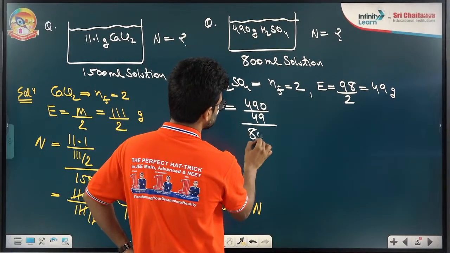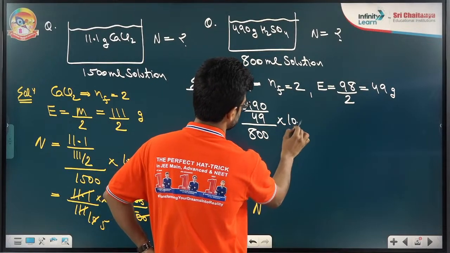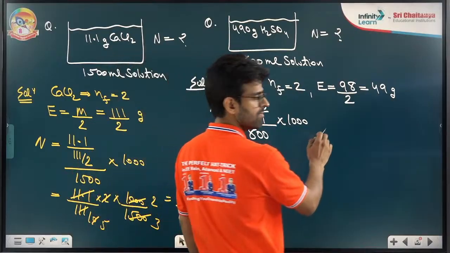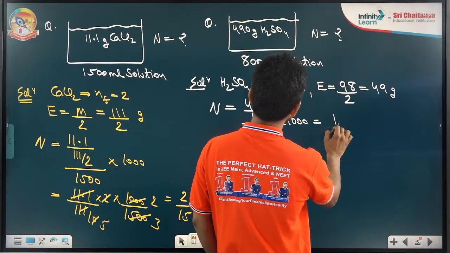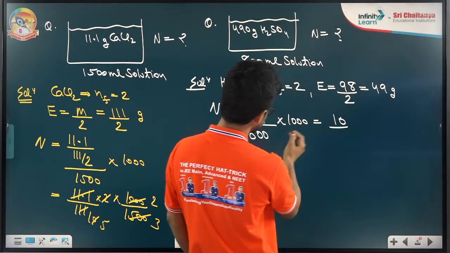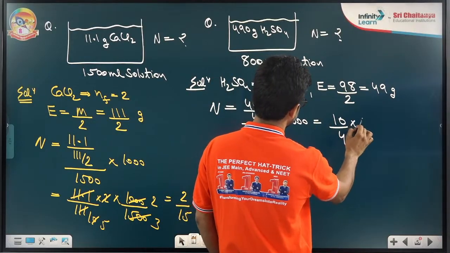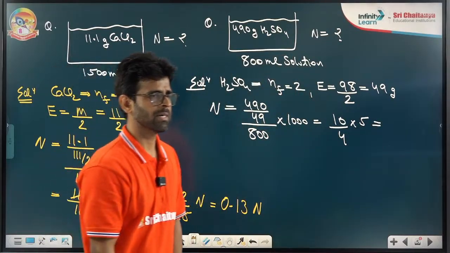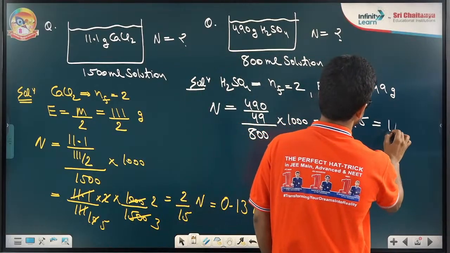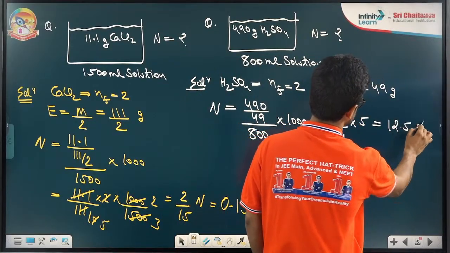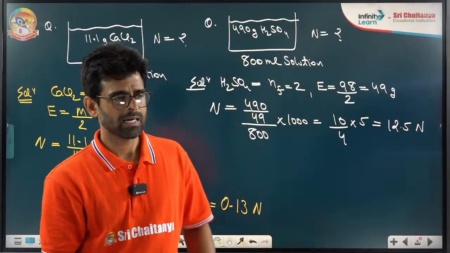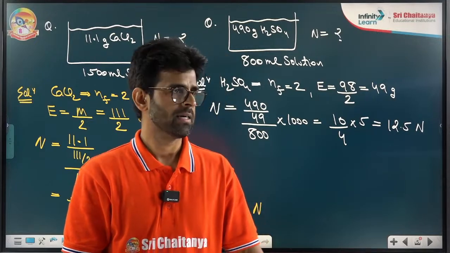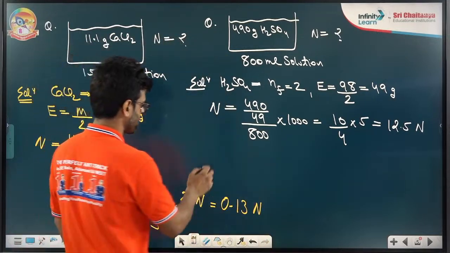And divided by the volume. To make it liters, I am taking 1000. Very good. So from here, 10. Here we have 800, so I can say it is 4, and here 5. 12.5. Yes, Yamini, Abhishek, right answer. The 12.5 normal is coming. Great. Yes, Karthik also gave the right answer, 12.5. Good.